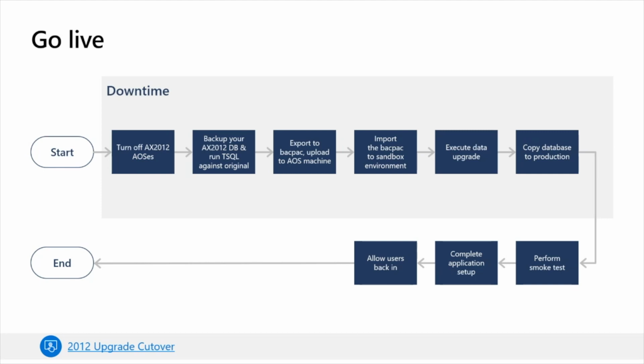There is one more step that will be added as part of the go live phase, which is copy database to production. So you have run your data upgrade on the Sandbox environment. Now, one more step is where you need to request moving your database from your Sandbox to production. And once it is on production, you can perform smoke testing, complete application setup, and allow users in the back end, and then you can go live.